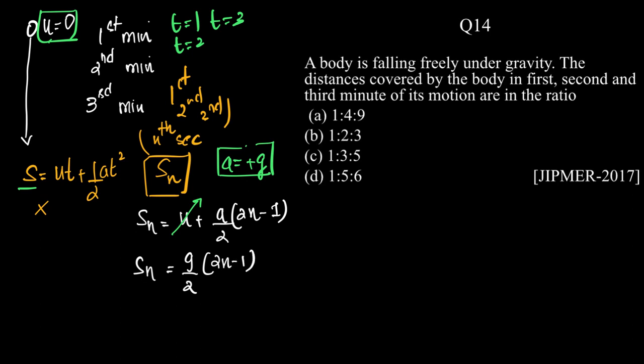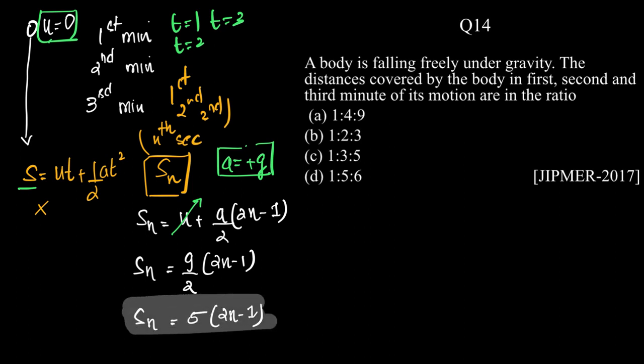Let us take g as 10. So Sn will be equal to 5 into 2n minus 1. So this is the general formula: Sn is equal to 5 into 2n minus 1. Now, when Sn is equal to 5 into 2n minus 1, what is the distance covered in the first second?